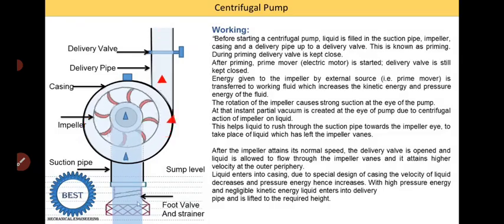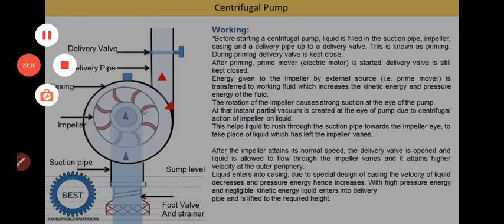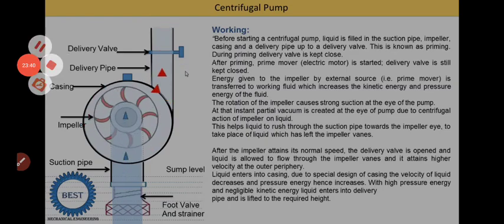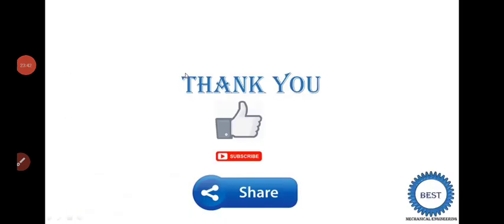So you can see that complete suction takes place. After that, water goes into this casing, and from the casing it goes into this delivery pipe. Thank you.